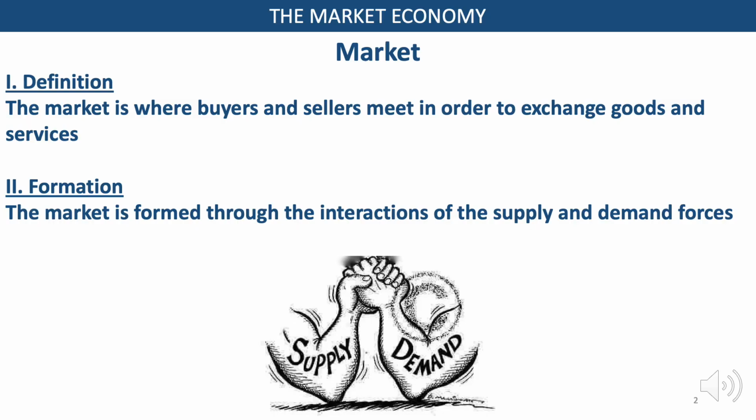The market is where buyers and sellers meet in order to exchange goods and services. What we mean by it is first, it's a location. It can be a virtual location or a real location. For instance, it can be somewhere you tend to go to buy things or sell things, or it can be through online platforms, as when you are trading on Forex.